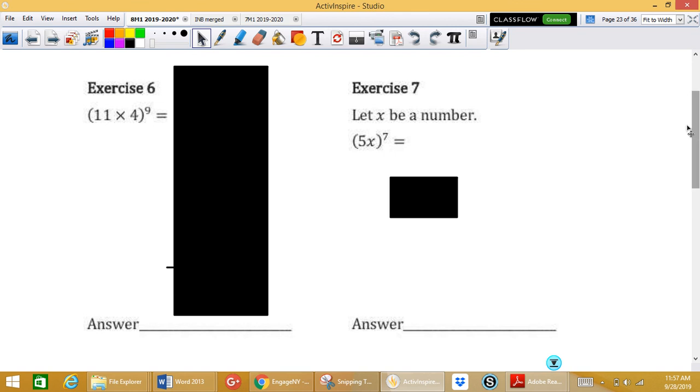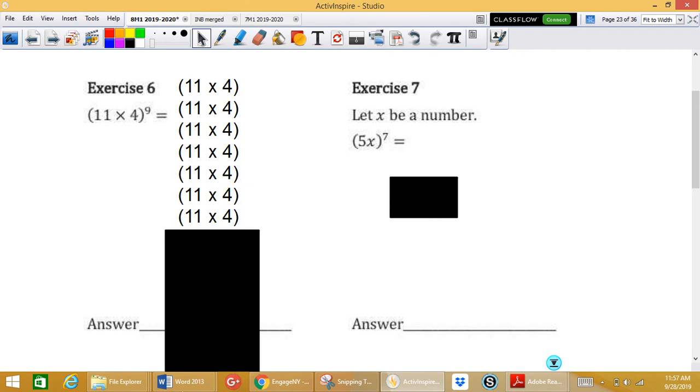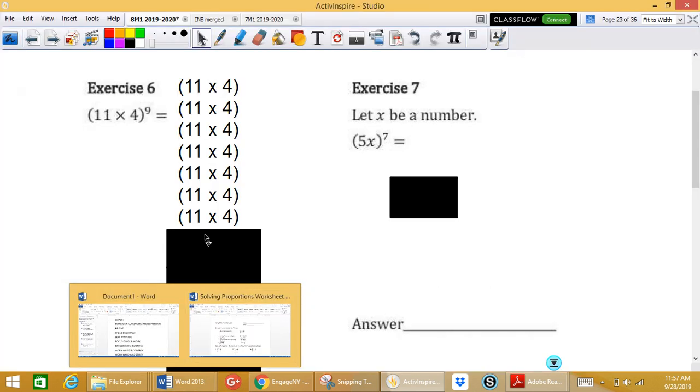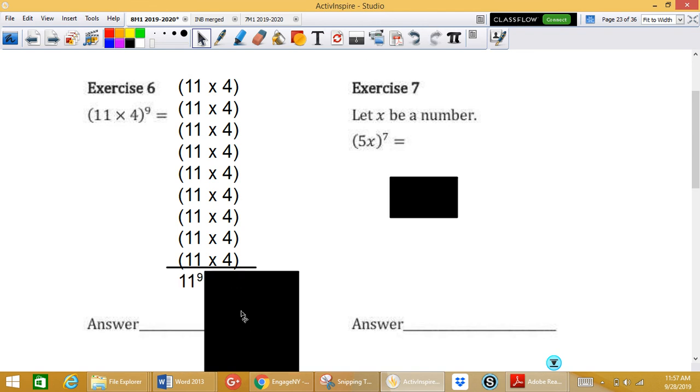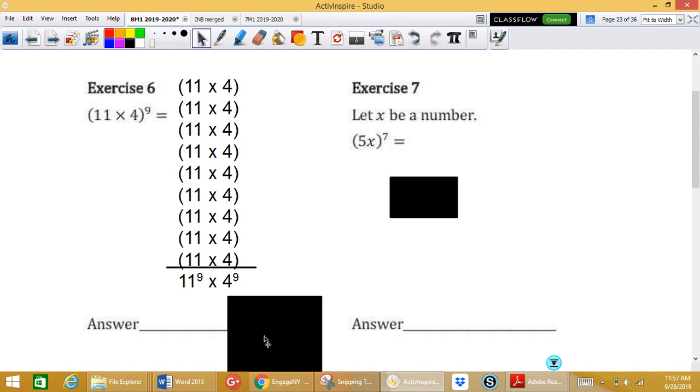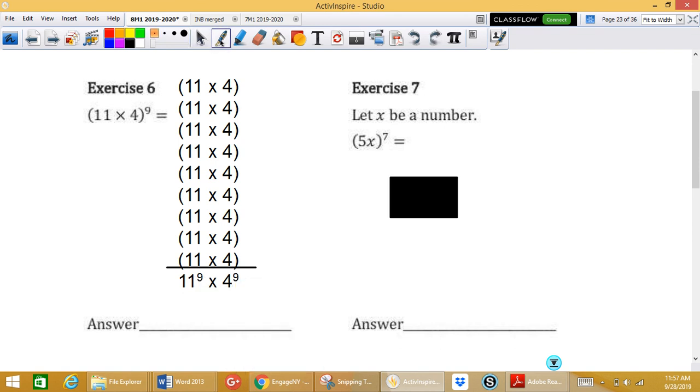What if I have two things, like 11 times 4 in parentheses to the 9th power? That really means that I'm going to have nine of the 11 times 4. So this means I'm going to have 9 11s and 9 4s. So it's just like using the distributive property with exponents. The 9 goes to there and it goes to the 4. So my answer is 11 to the 9th and 4 to the 9th.